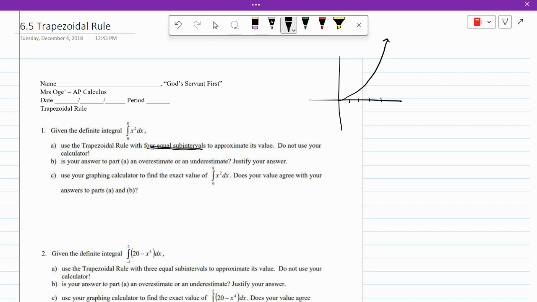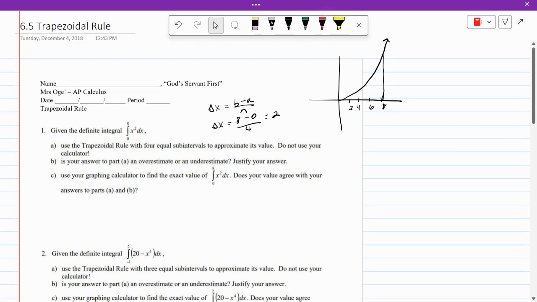with 4 equal subintervals. So 4 equal subintervals means that my delta x is always b minus a divided by n. So my delta x is 8 minus 0 divided by the number of subintervals, which is 4. So my delta x is going to be 2. So I'm going to do 2, 4, 6, and 8. So we're talking about this area here.